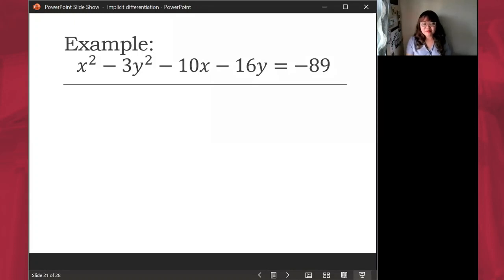Hi, welcome back. It's me, Mamsh Helen, and we are in implicit differentiation in basic calculus. Let's do this example. Again, we just indicate that we are getting the derivative per term. So we put d over dx per term. It will look like this.